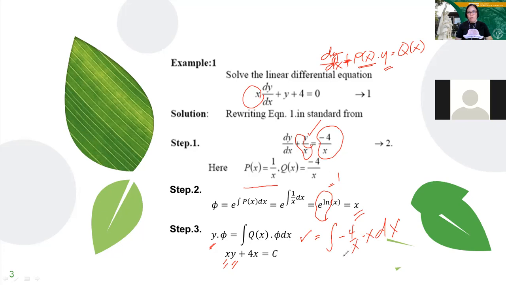So of course, the x will cancel each other, leaving you with a negative 4 to integrate. When you integrate negative 4 dx, that will give you a negative 4x. That is why you see here a positive 4x on the left. So you have the c, the arbitrary constant of integration c on the right side. Okay? Any questions so far as to this particular example for our first order differential equation?